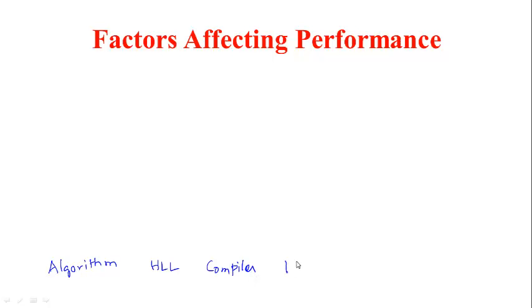The instruction set architecture clearly affects the performance of the program. Which of the 3 components does the instruction set architecture affect? And finally, the hardware implementation will also affect the performance of the program. Which of the 3 components will the hardware implementation affect?